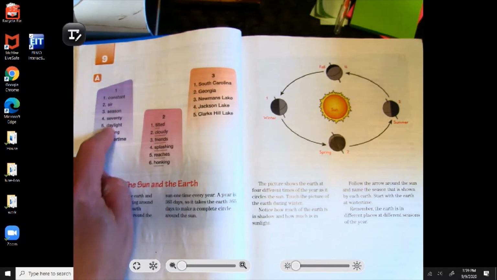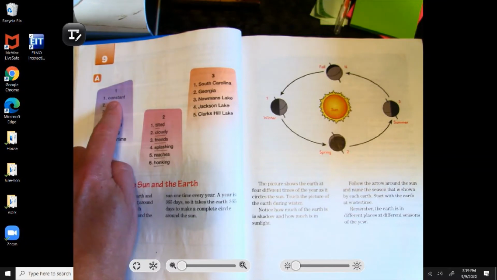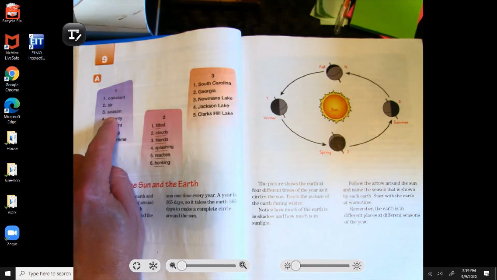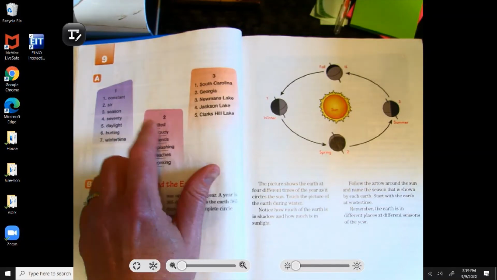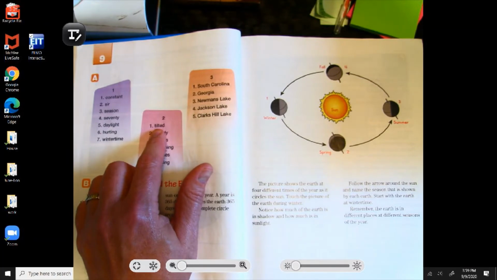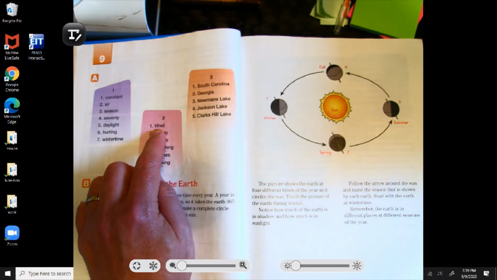Scholars, let's go through the purple column the quick way. Starting back at the top, all the way down. Here we go. Constant, sir, season, 70, daylight, hurting, wintertime. Column 2 is pink. Part of each word is underlined, so I'm going to ask you each part of the word, and then the whole word. Listen carefully. Fingers pointing. Word 1, what's the underlined part?